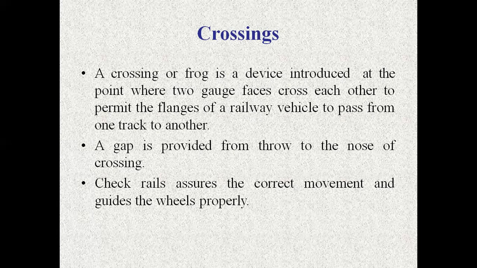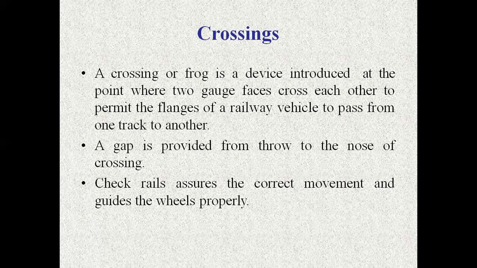Check rails assure the correct movement and guide the wheel properly in the alignment and positioning of those tracks. So these check rails assure the correct movement.